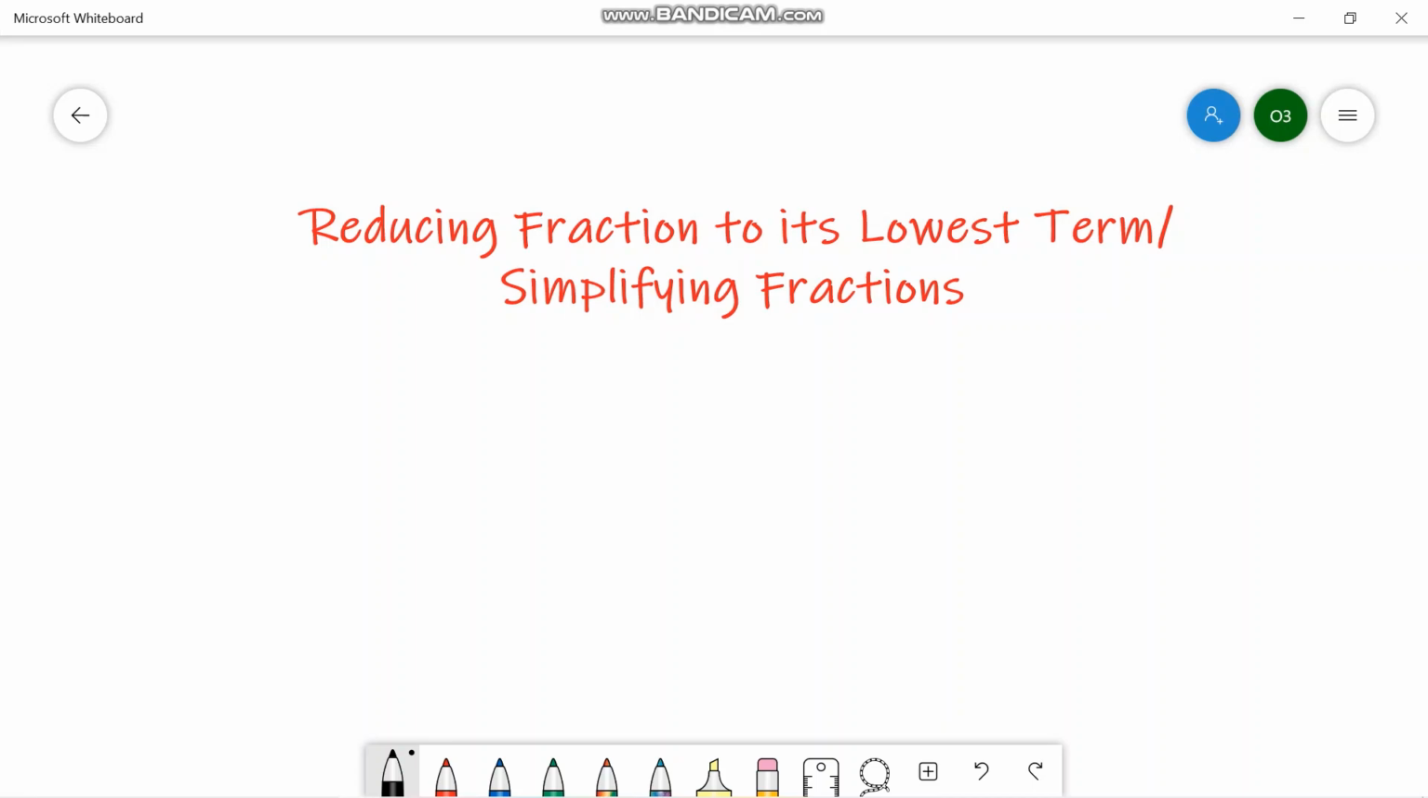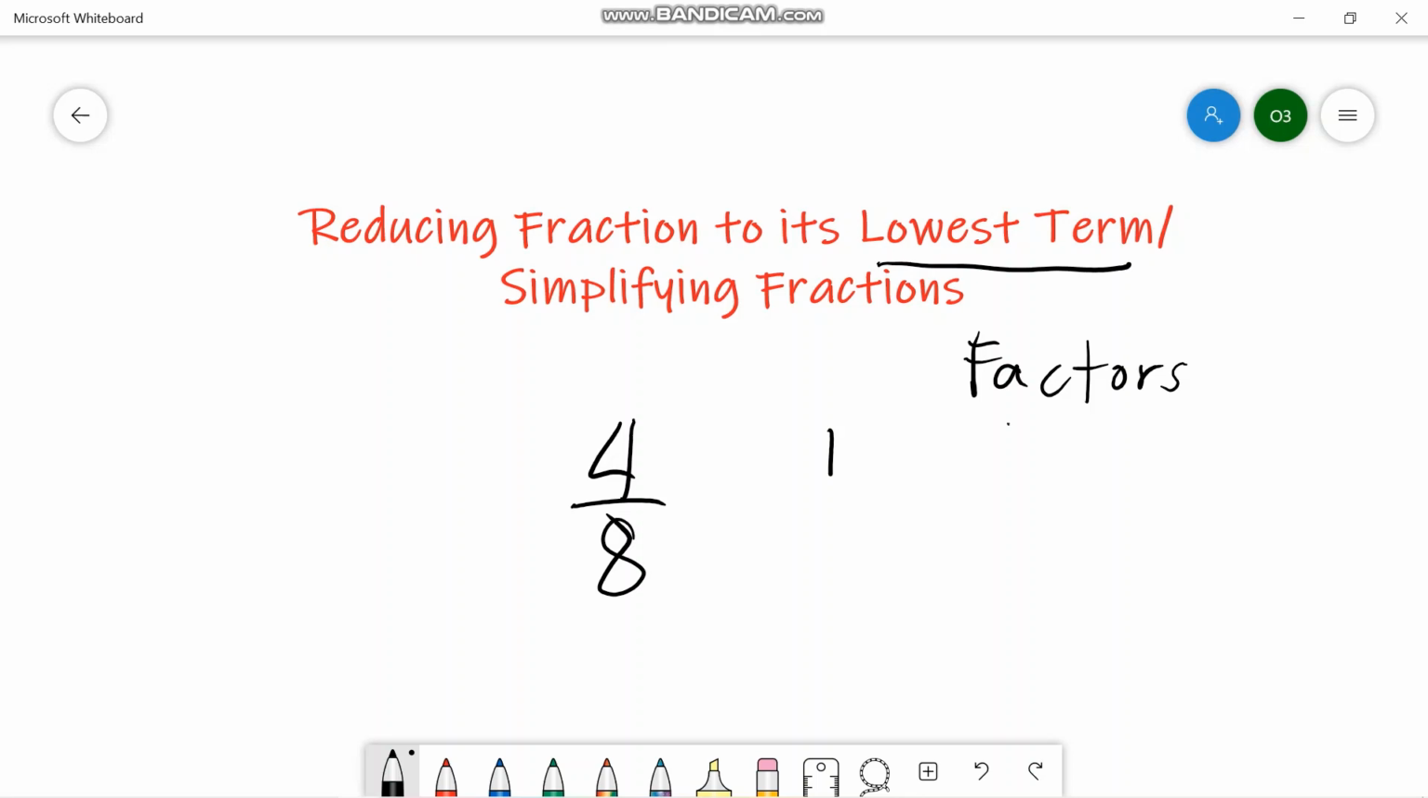Let's say I want to find the lowest term of 4/8. First we have to find the factors of 4 and 8. Let's find first the factors of 4. So 1 and 4, because 1 times 4 is 4, and 2 times 2. So just write 1, 2, 4. In finding the factors, you have to write them in ascending order, starting from the smallest. So 1, 2, 4 are the factors of 4.